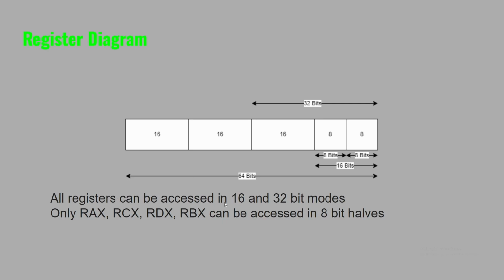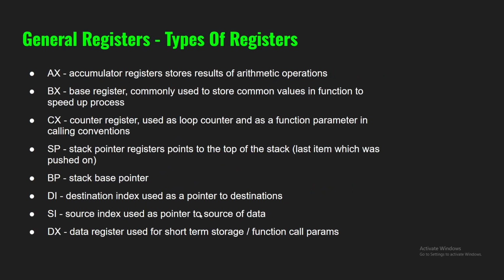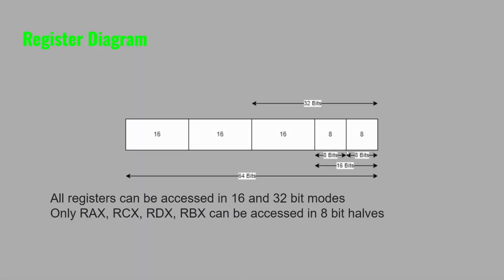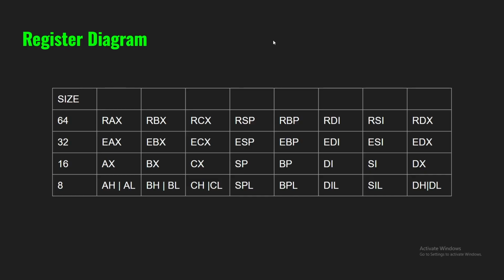So all registers can be accessed in 16 and 32-bit mode. That basically means we can access any register that exists as a 32-bit value or a 16-bit value, but only the accumulator, counter, data, and the, I've actually forgotten the name of the register, the base register, can be accessed in 8-bit halves. So only these registers specified here can be accessed in this 8-bit portion, the upper and lower memory of the 16-bit portion. Here's a little chart, if you want to pause the video and take note of these.